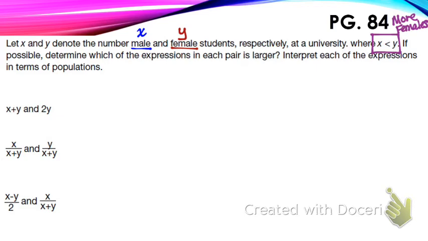You guys, do you want to get started? What does the x plus y tell you? Male and female. What about them? They're students at a university. So what happens if you take the number of male students and you add it to the number of females? But what does it tell you about the situation? It is going to get bigger. But what does it tell you about this university?